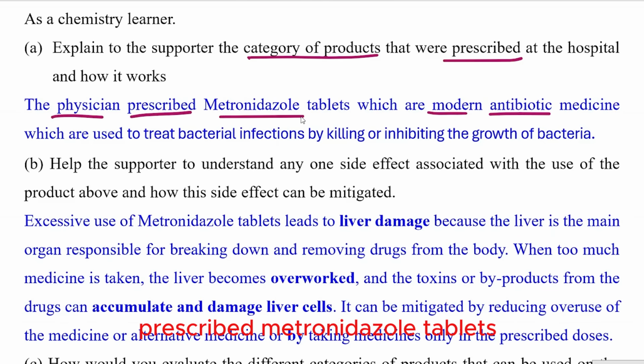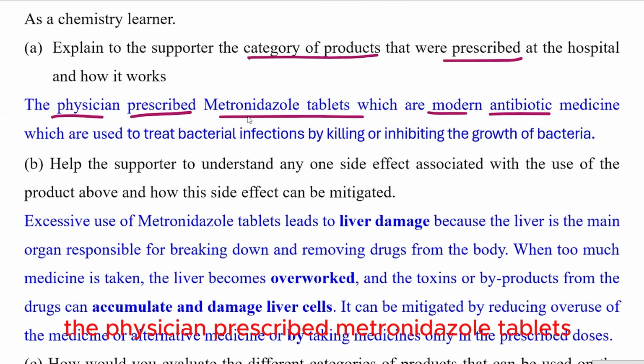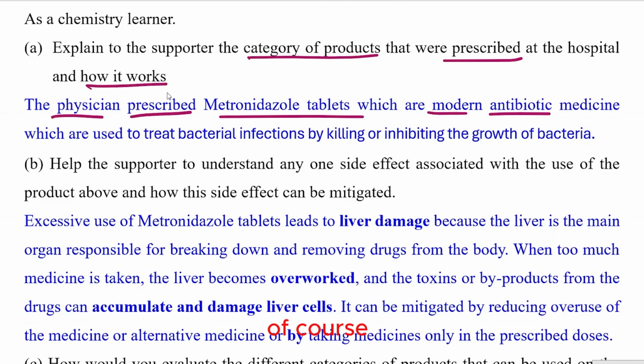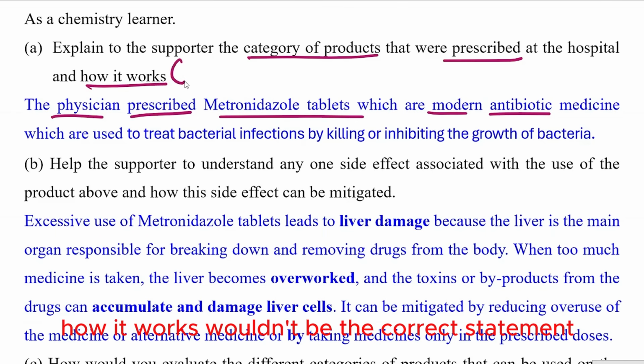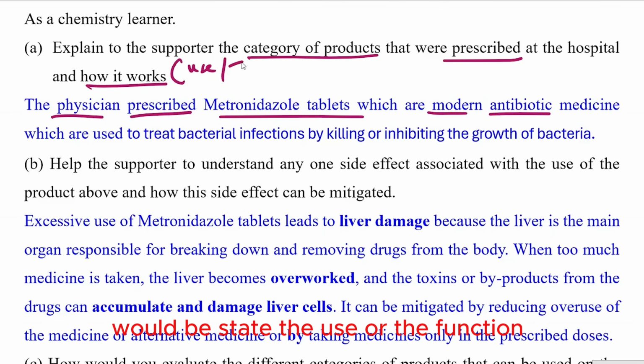prescribed metronidazole tablets. Don't just dump a response and say modern antibiotic medicine. Make sure you include those keywords. The physician prescribed metronidazole tablets, which are modern antibiotic medicine. Then they wanted how it works. Of course, how it works wouldn't be the correct statement, it would be state the use or the function.